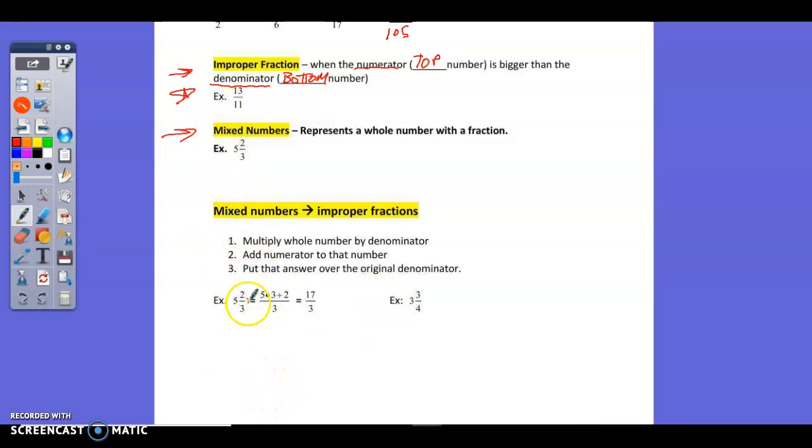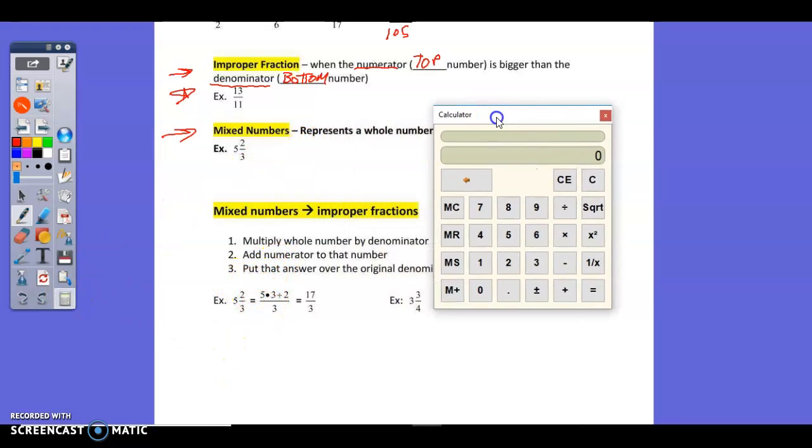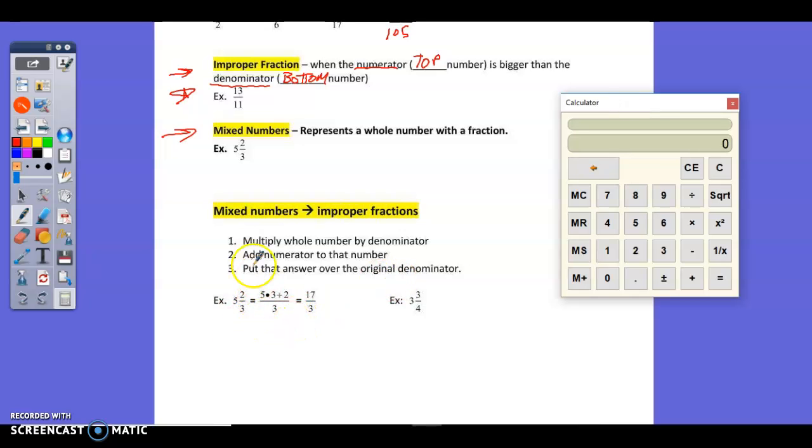All right, so the way that we do that, and you can do this in one step on a calculator if you really want to, is to take the whole number and multiply it by the denominator, the number on the bottom, so in this case 5 times 3, and then we add the numerator to that. So if you look over here at your first step, I did 3 times 5, 5 times 3, and then we add the 2. All right, and then we put that answer over the original denominator. In this case, the original denominator is 3.